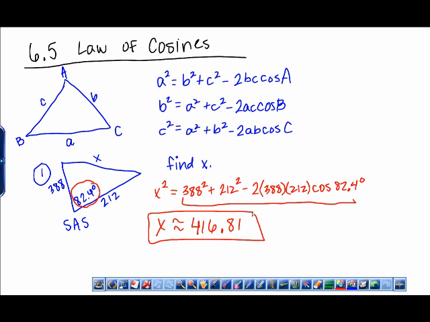There is no way without technology to do this except to write a statement that may be true, but to get an actual number you're going to have to use a calculator. Okay, so that was SAS. That's a way to use law of cosines. All right, let's do another example.